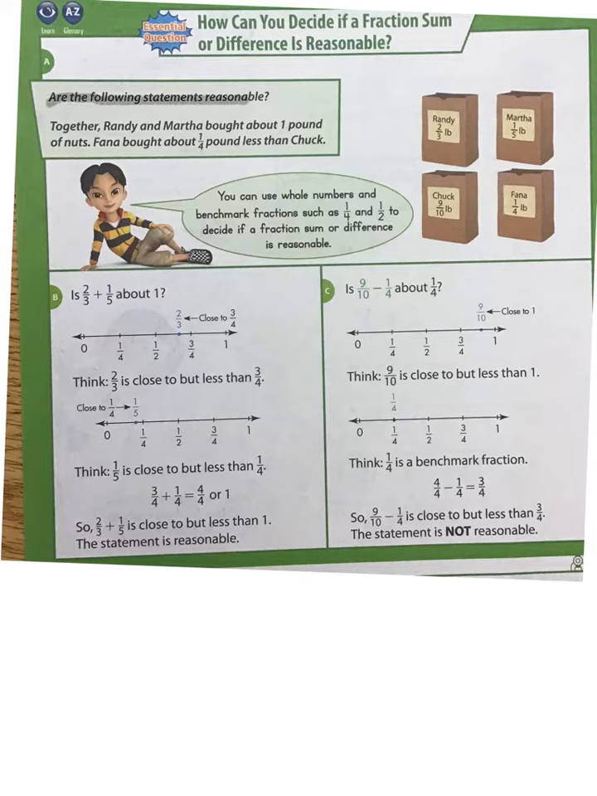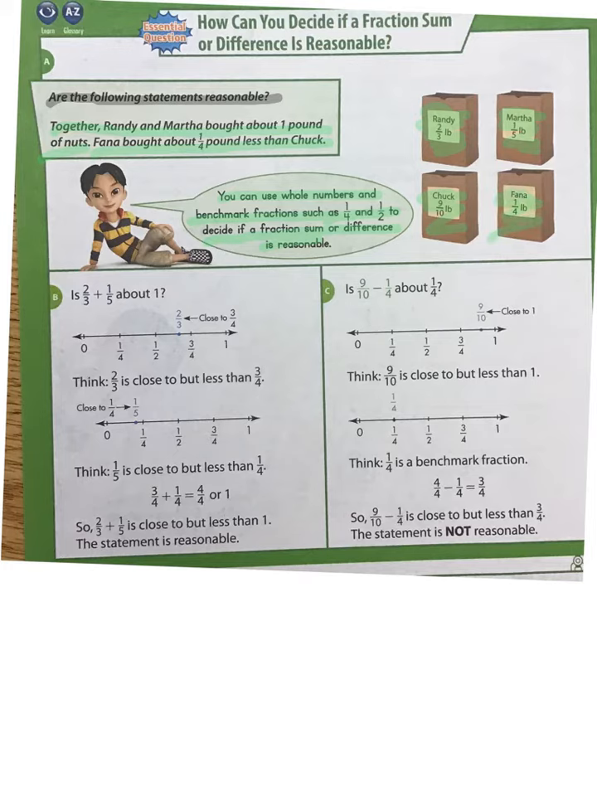Are the following statements reasonable? Together, Randy and Martha bought about 1 pound of nuts. Fauna bought about 1/4 pound less than Chuck. All right, let's look at the bubble first. It says, you can use whole numbers and benchmark fractions, such as 1/4 and 1/2, to decide if a fraction sum or difference is reasonable. Over here, we have Randy has 2/3, Martha has 1/5, Chuck has 9/10, and Fana has 1/4.